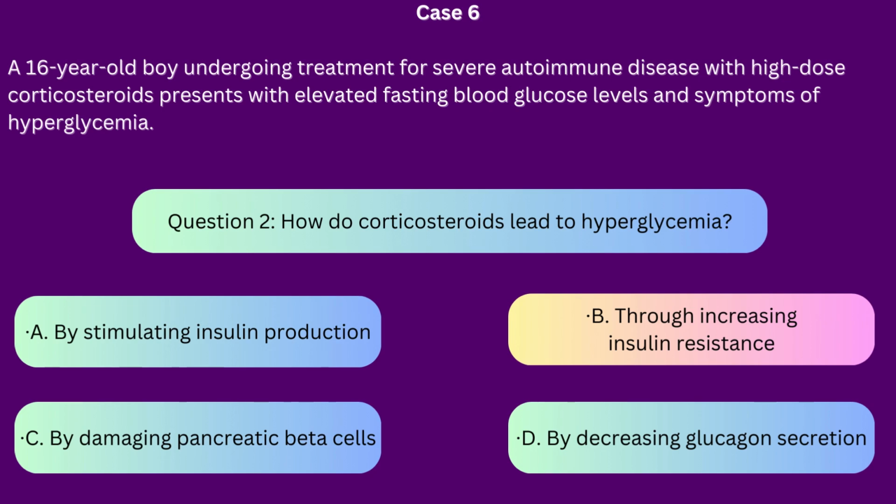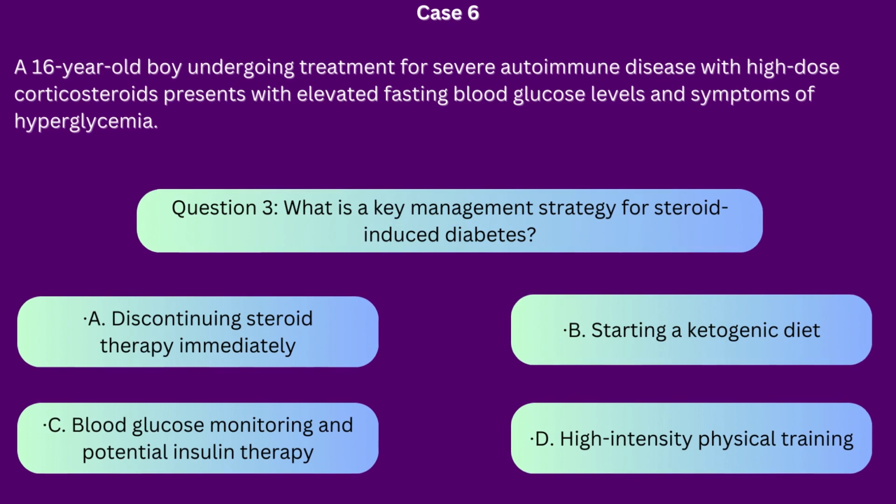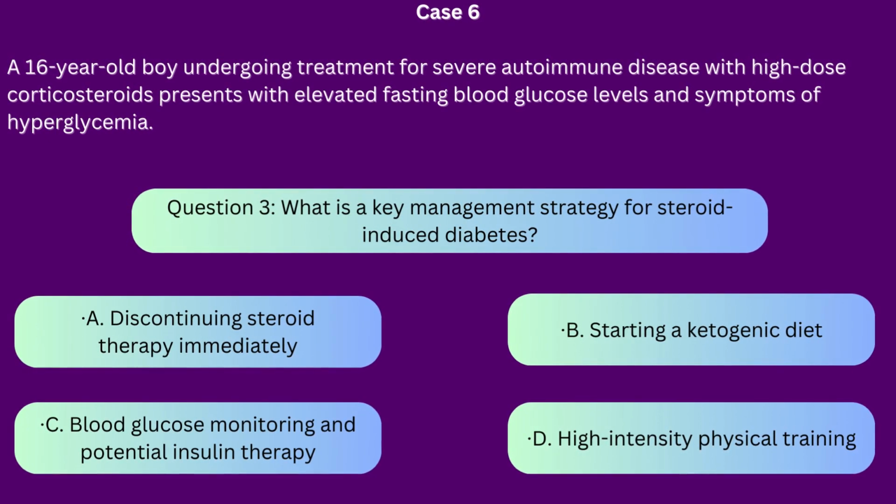Question number 3. What is the key management strategy for steroid-induced diabetes? A. Discontinue steroid therapy immediately. B. Start a ketogenic diet. C. Blood glucose monitoring and potential insulin therapy. D. High-intensity physical training. The correct answer is C. Managing steroid-induced diabetes involves careful blood glucose monitoring and, if necessary, the use of insulin therapy to control blood sugar levels. Adjusting steroid dosages may also be considered, but this must be balanced with the treatment of underlying autoimmune disease.